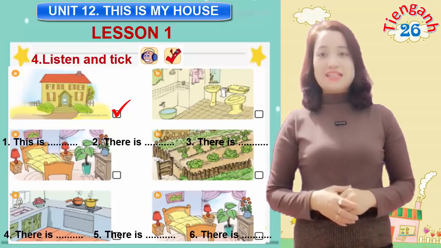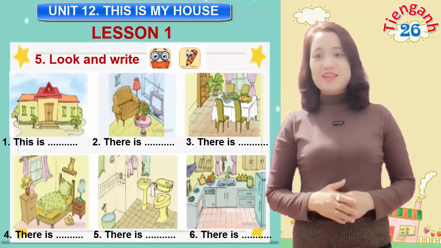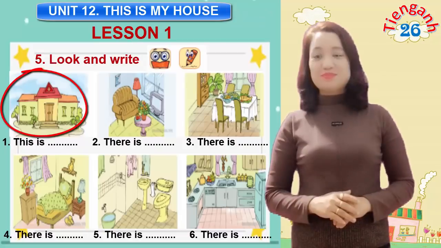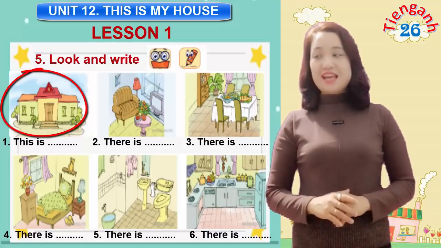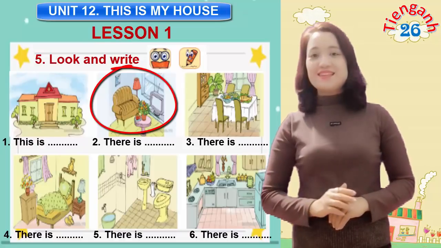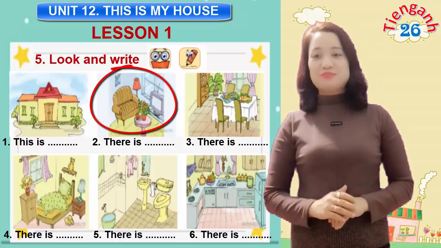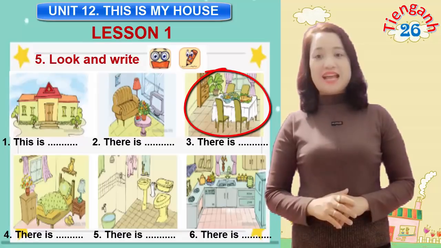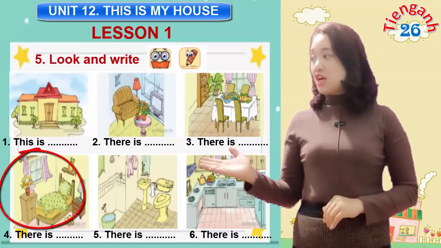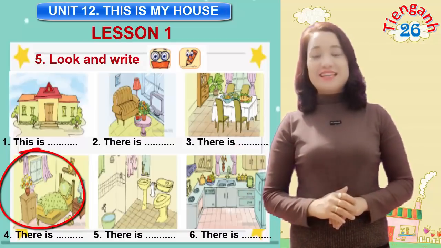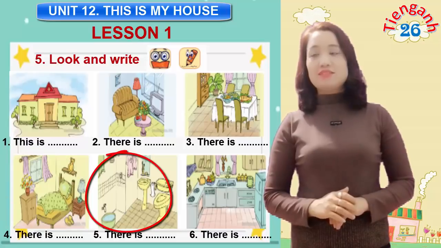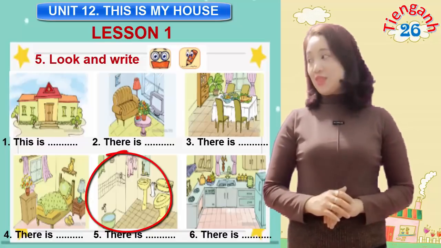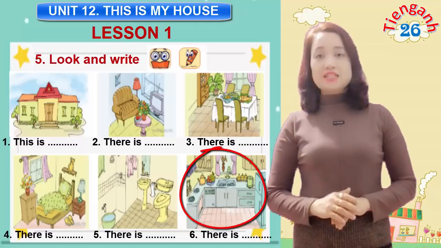5. Look and write. Now look at the pictures. I have 6 pictures. Now tell me, what is it? Yes, it's a house. And this picture, what is this? Yes, it's a living room. And here, what is this? Okay, it's a dining room. And the next picture, what is this? Yes, it's a bedroom. And here, what is this? Yes, it's a bathroom. And the last one? Okay, it's a kitchen.